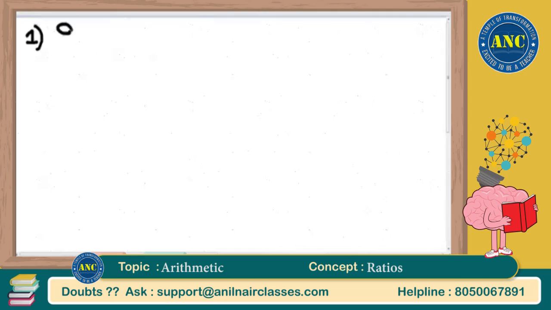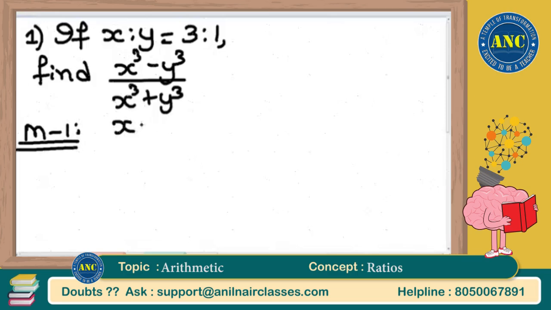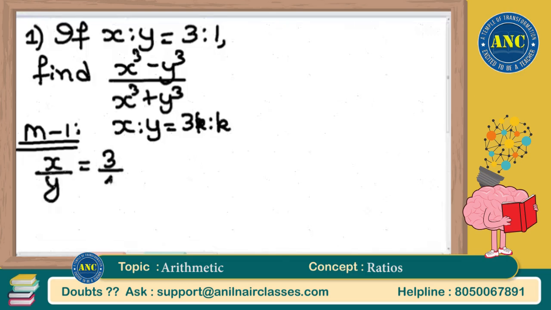Now see here. If x is to y is 3 is to 1, then find the value of x cube minus y cube divided by x cube plus y cube. Now listen to this carefully. Method 1. X is to y is 3 is to 1. You will call it as 3k and 1k. That means x by y ratio is given as 3 by 1.